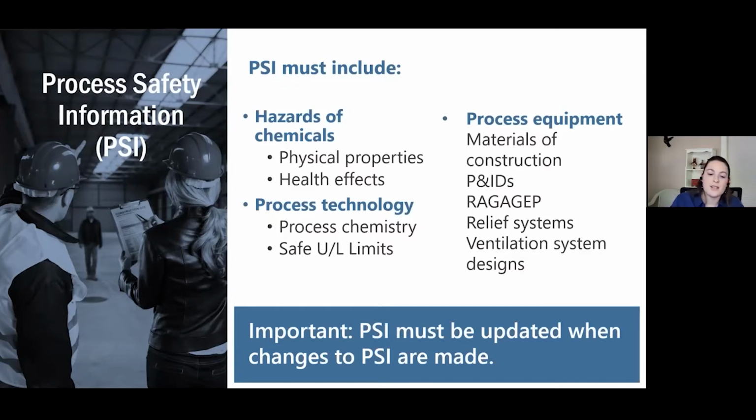It must include process technology. What is the process chemistry, mass balance equations, heat and energy balances if applicable, if a reaction is taking place? What are the safe upper and lower limits of the process equipment? It also must include information on the process equipment like materials of construction, piping and instrumentation diagrams, RAGAGEP, which stands for reasonable and generally accepted good engineering practices, release system design and design basis, and ventilation system design and design basis.